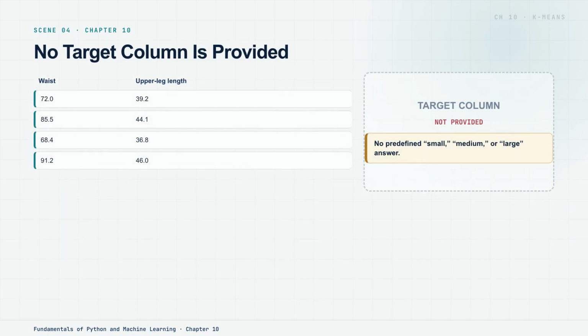Unlabeled data contains feature measurements but no target column that tells the algorithm the correct answer. For a clothing sizing problem, the dataset may contain waist circumference and upper leg length. It does not tell us whether each person belongs to size small, medium, large, or extra large. The algorithm must examine the measurements and identify possible groups. The discovered clusters are not automatically meaningful categories. People must examine the results and determine whether the groups are useful, responsible, and appropriate for the problem.